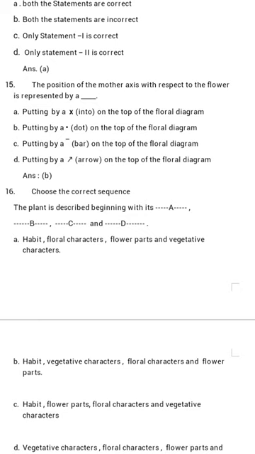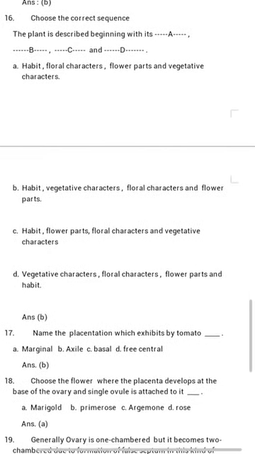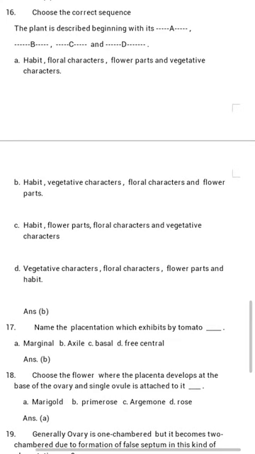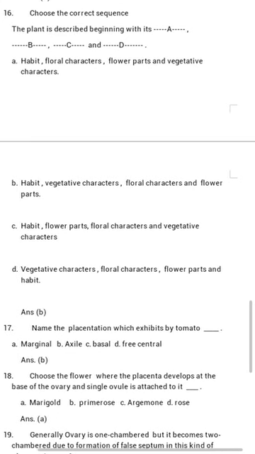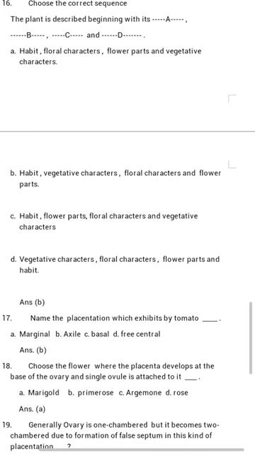Next, moving to the 16th question. Choose the correct sequence. This is also a very interesting method of asking. Let us see this question. The plant is described beginning with this A, B, C and D. So we need to find out the correct sequence. When we are describing a plant, what is the first step and so on, and what could be the last step. So we need to identify the correct sequence from the given four options. Let us see one by one.